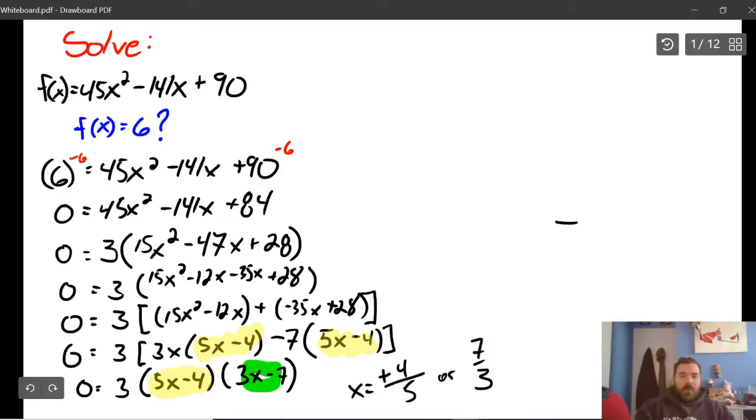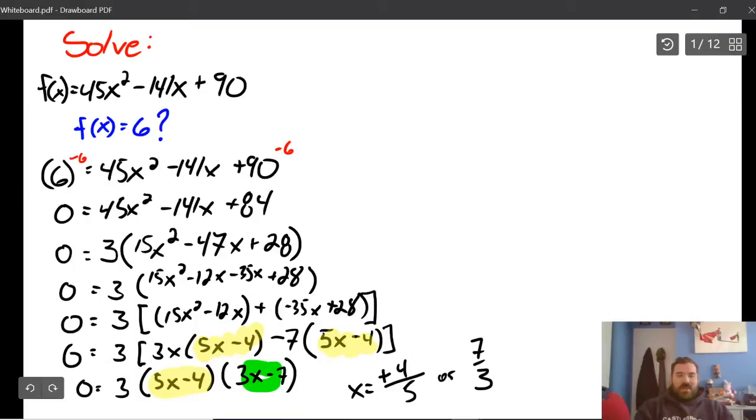So those are my two possible solutions. Those are the two x values when y is 6. And that's great. That uses all of the skills that we've learned so far: decomposition, factoring, greatest common factor, and solving by factoring.